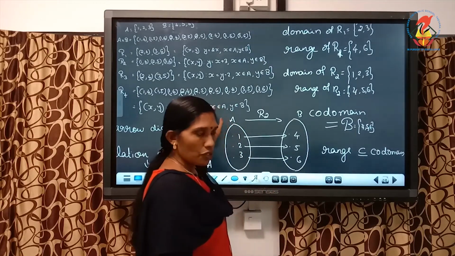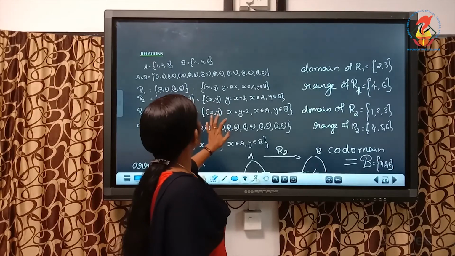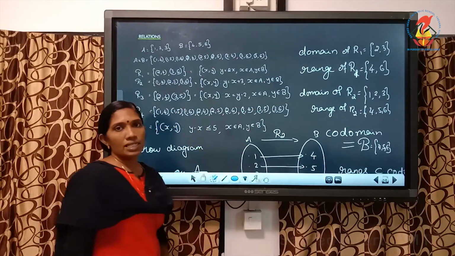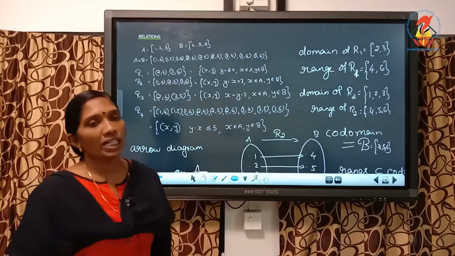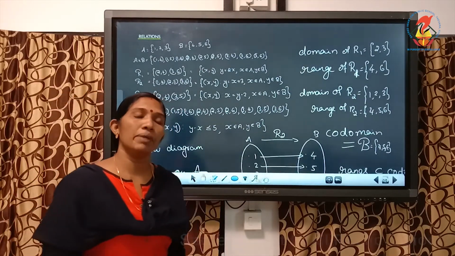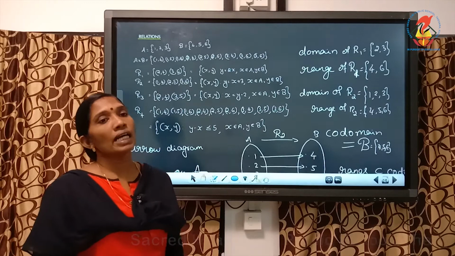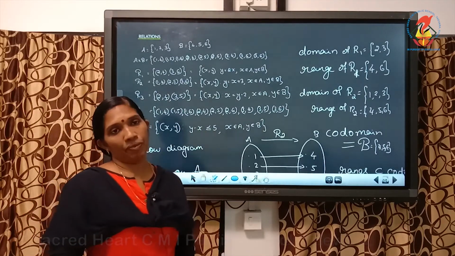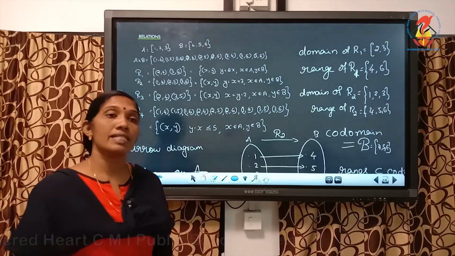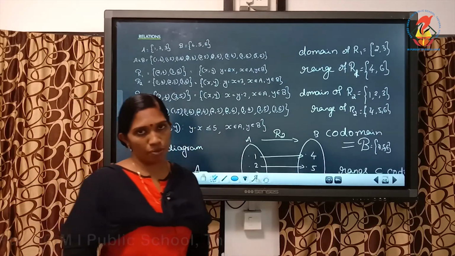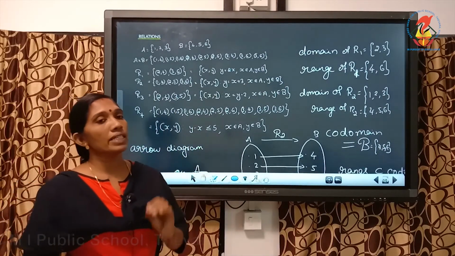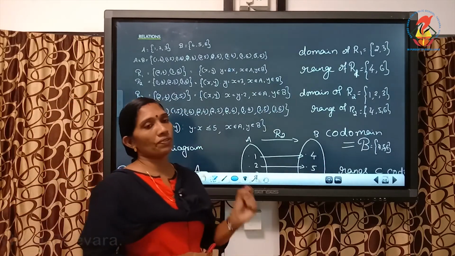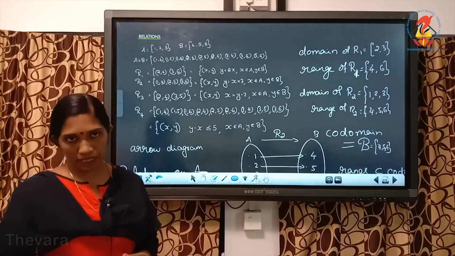This much you understood? So once again, I will explain once again. The second part is relations. What is a relation? If A and B are two non-empty sets, then a relation R from A to B is defined as a subset of A cross B, and this subset is derived by describing a relationship between the first and second elements.